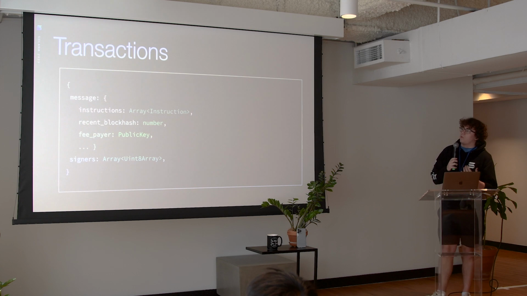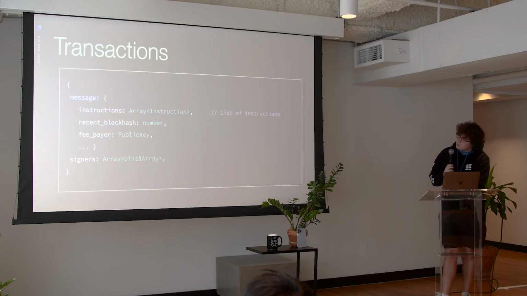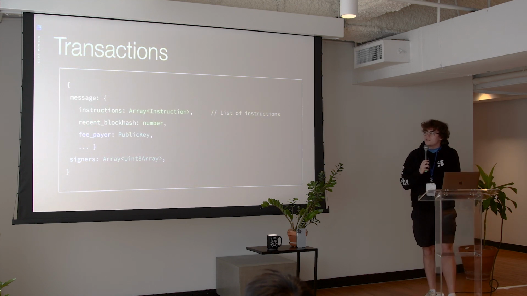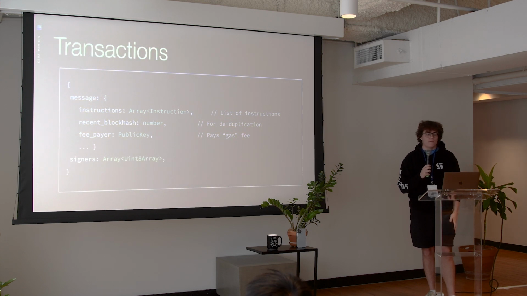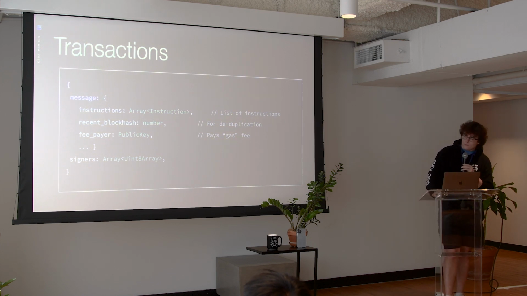This is the schema for what a raw transaction looks like. It contains the message, the list of instructions, the recent blockhash, which is essentially to ensure that transactions are non-duplicate, so you can't have the same one being confused by multiple validators in the network. Every single transaction will always have a unique blockhash. And then the signers array at the bottom.